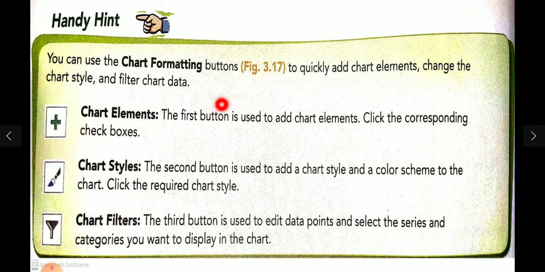And there is a handy hint. Let's see what they have given. You can use the chart formatting buttons to quickly add chart elements. Means there is an option called chart formatting. There you can select or add chart elements very quickly, change the chart style and filter chart data. These are the three options we can find in the chart formatting section: chart elements, chart styles and chart filters.